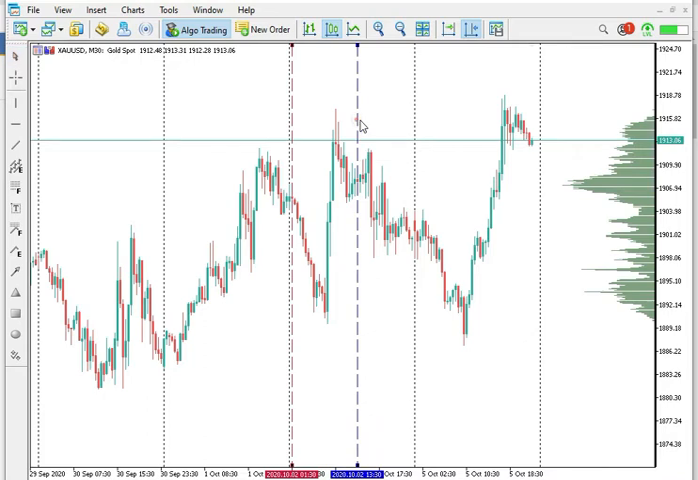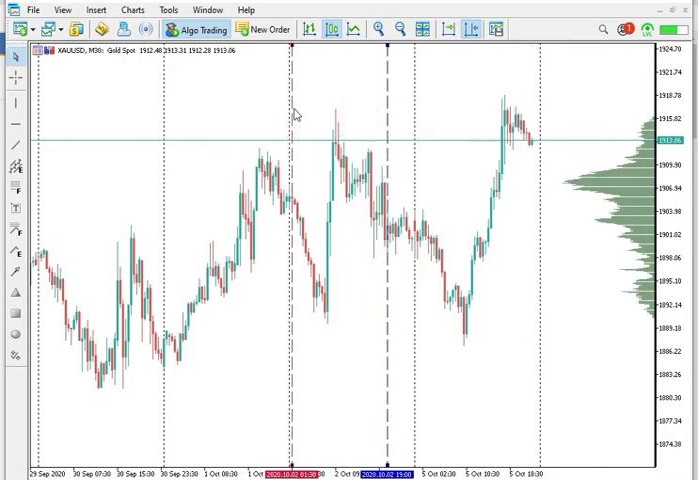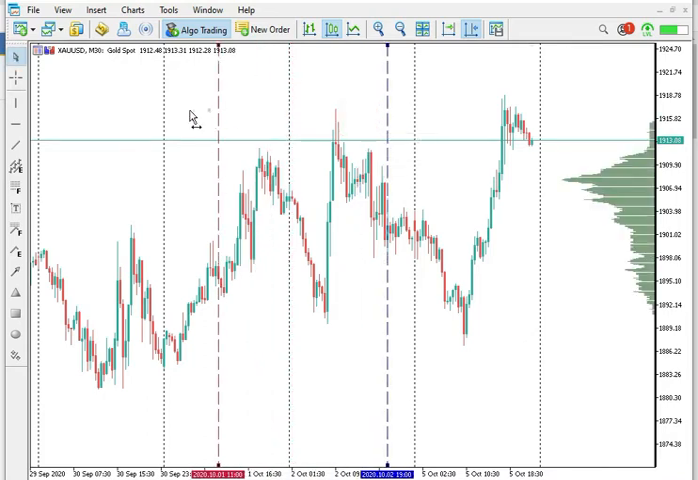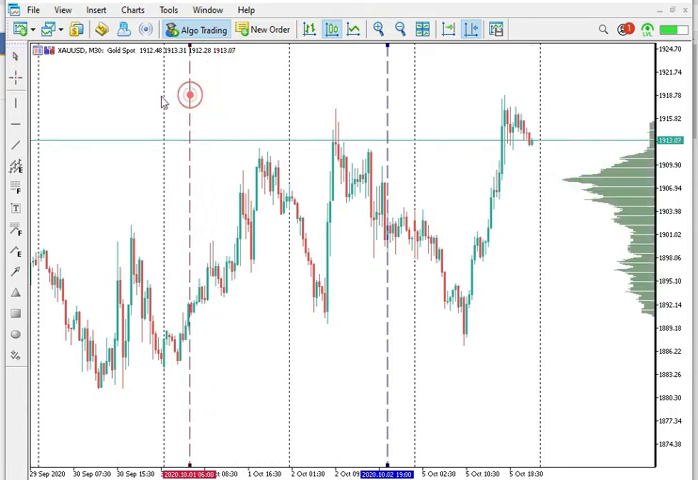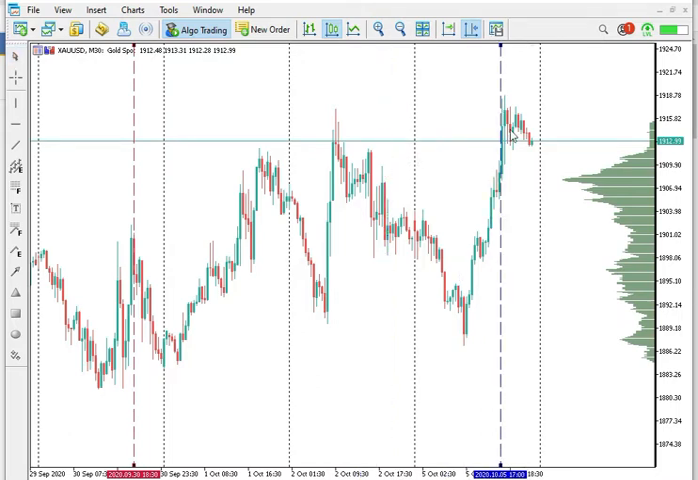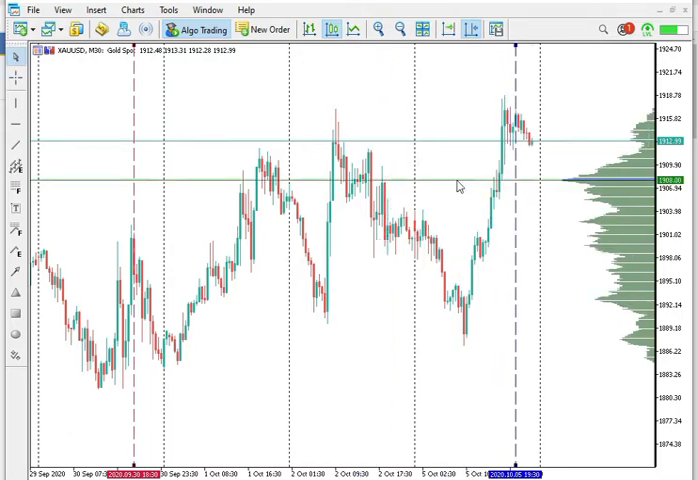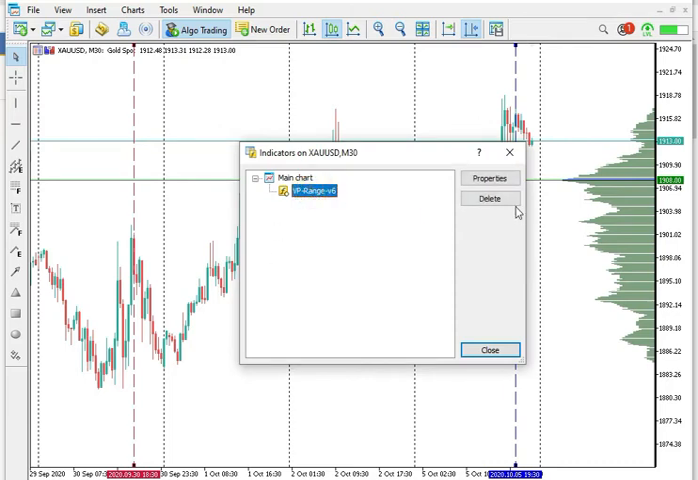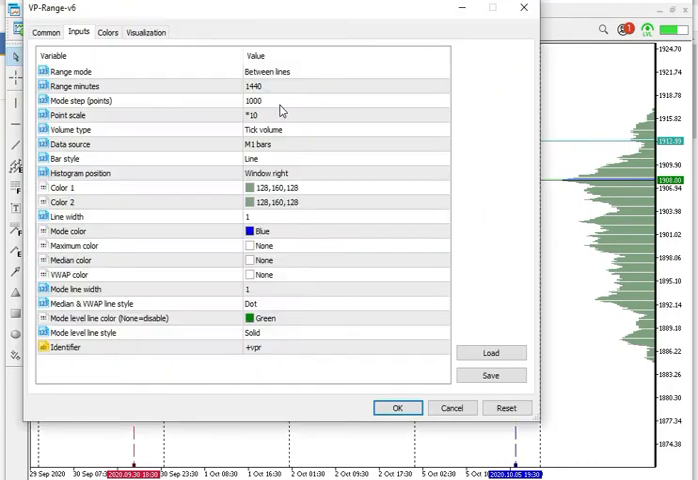If we increase this, I just want to show you a place where it will give us just one line. Let's go, aha, there it is, you see? So that's that. Now let us go back to our settings.